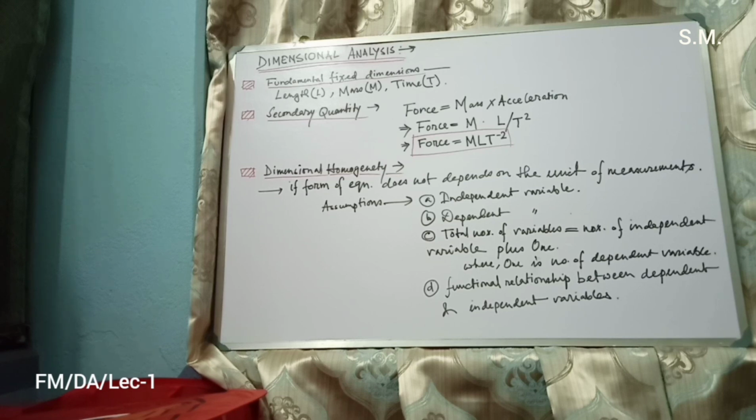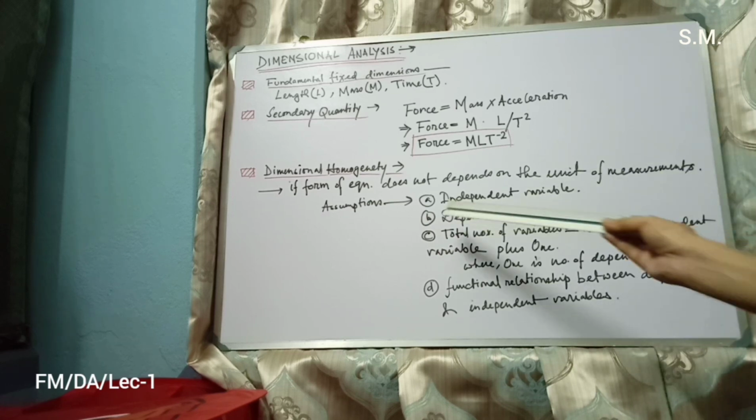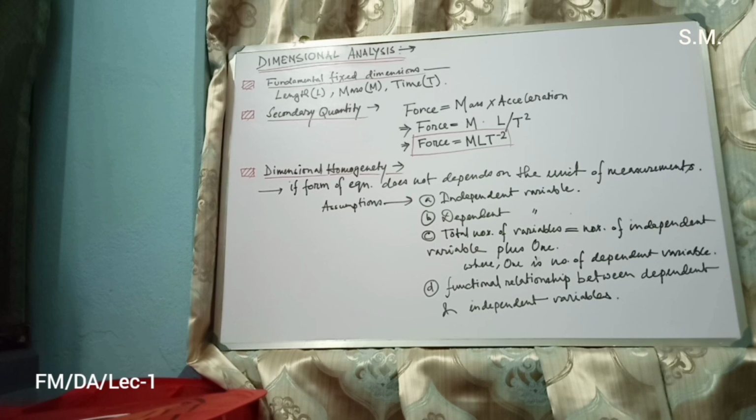Now assumptions. Assumption A: certain variables which affect the phenomenon are called independent variables, and other than these, the variable is called the dependent variable. So in an equation there are two types of variable. One is independent and another is dependent.